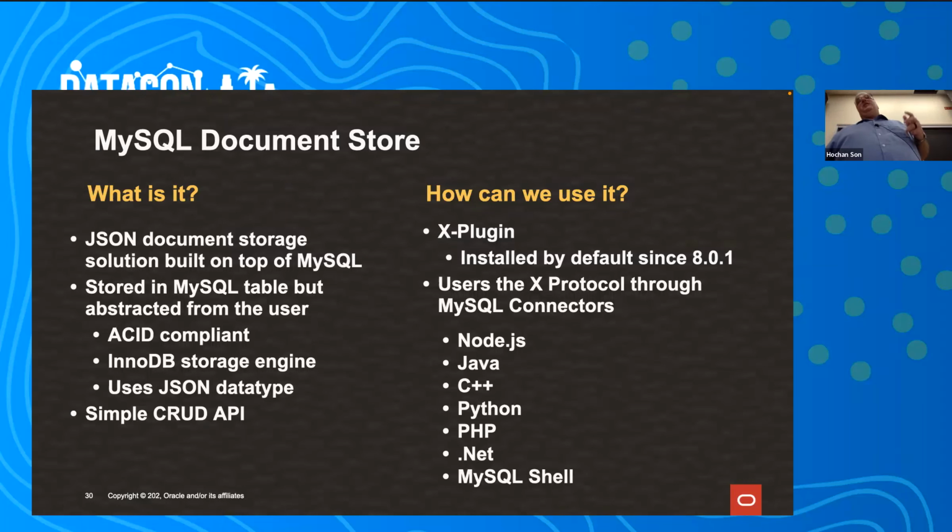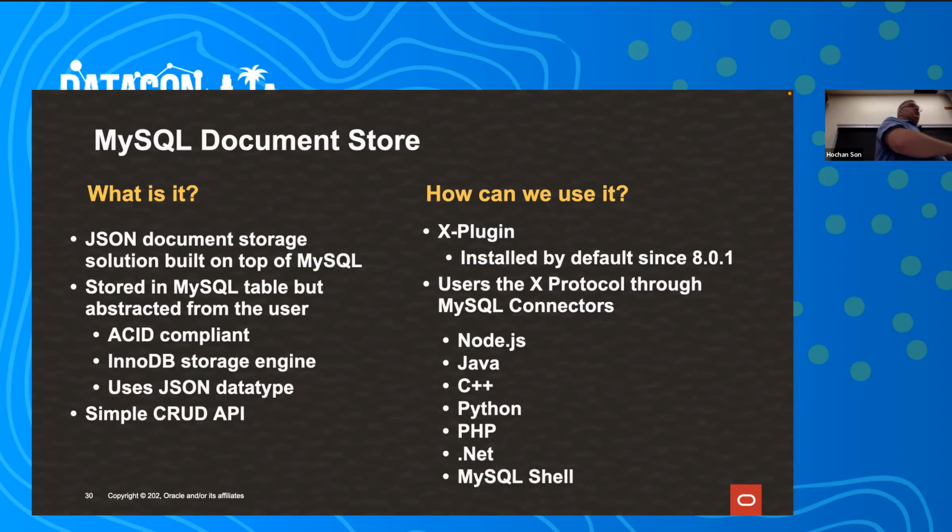How do we use it? Well, you need the X plugin. Fortunately, if you're using a newer version of MySQL, it's installed by default. It actually uses the X protocol through a MySQL connector. Right now, we have connectors for Node.js, Java, C++, Python, PHP, and .NET. The syntax for all of these is pretty much the same. There are a couple of differences in how you need to lay stuff out and put the information in, but for the most part, they're the same.